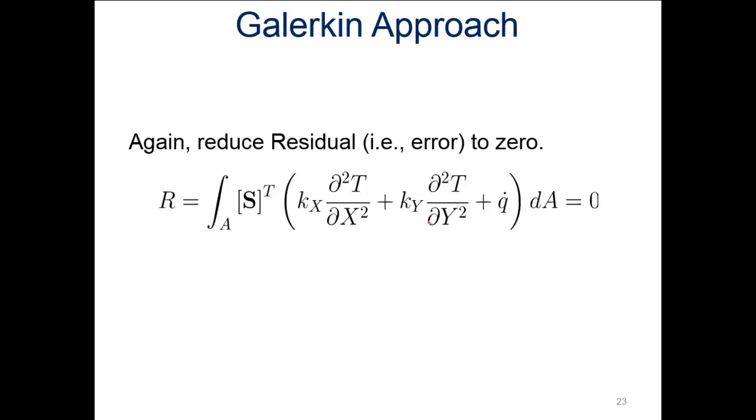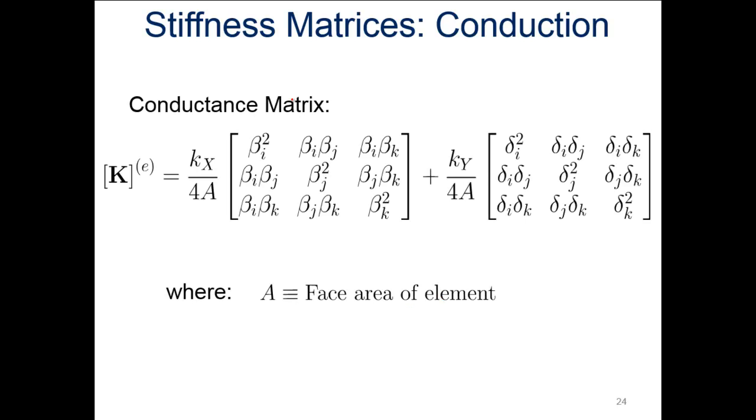Again, using the Galerkin approach, we can take the transpose of the row matrix of the shape functions and multiply that times our governing equation, integrating that over the area, in this case the triangular area. So the stiffness matrix for conduction comes out to be this. So we have the overall conductance matrix because of the conduction in the x direction and because of the conduction in the y direction. And where area A is the face area of the element, the overall area of our triangular element.